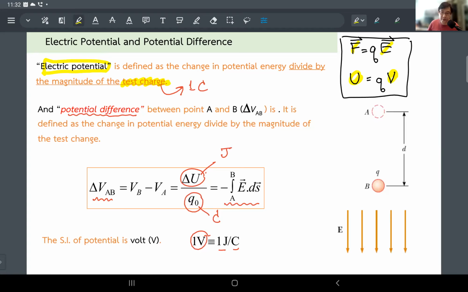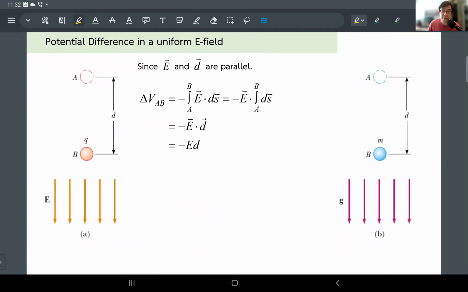I hope this gives you an overview of what is supposed to be happening. In conclusion, this slide is for those of you that still don't get the concepts of the field and the potential so well. Use this slide to compare with the mass and the gravitational field one more time. That might help you.